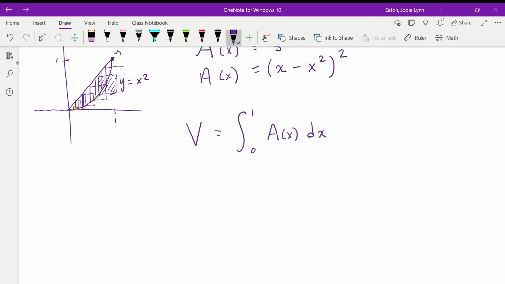So subbing in what we know, this is the integral from 0 to 1 of (x minus x squared) squared. It's going to be a lot simpler if I expand those brackets out. So that's x squared minus 2x cubed plus x to the fourth, dx.